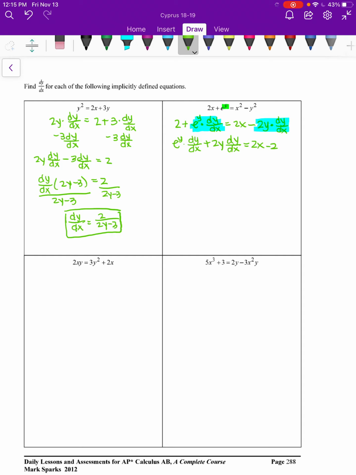So just like in that box before, each term on the left has dy dx. I can factor that out. And divide by e to the y plus 2y. So I end up with dy dx equals 2x minus 2 over e to the y plus 2y.